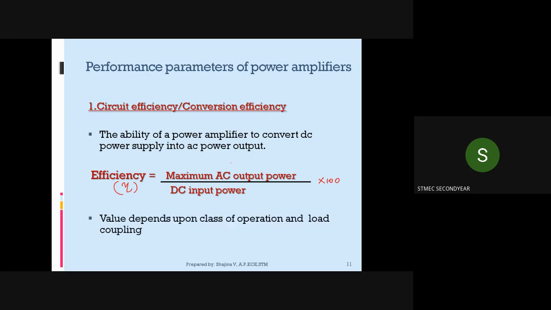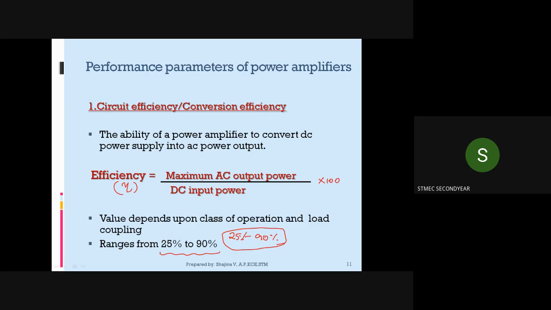And this efficiency value depends upon the class of operation. After class A, class AB, class C. Okay, class C has the highest efficiency. Class A will have the lowest efficiency among these classes. Okay, so actually efficiency varies from 25% to 90%. 100% efficiency is practically impossible. So we can say efficiency varies from 25 to 90%.